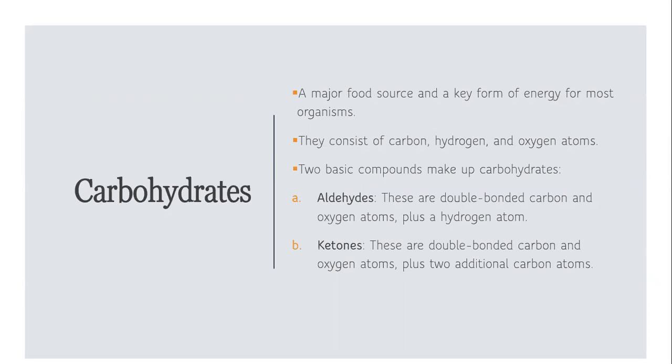So we have the carbohydrates, which are the major food source and key form of energy. And they are composed of carbon, hydrogen, and oxygen atoms. So there are two basic compounds that make up our carbohydrates. We have the aldehydes and the ketones. So when we say aldehyde, they are a double bonded carbon and oxygen atom with a hydrogen atom attached to it, while the ketones are a double bonded carbon and oxygen atom plus two additional carbon atoms.